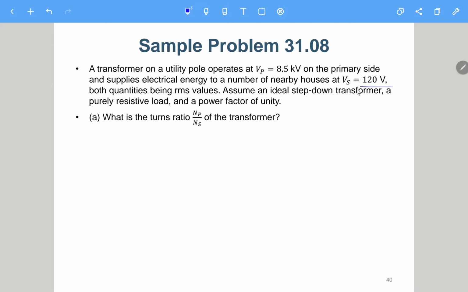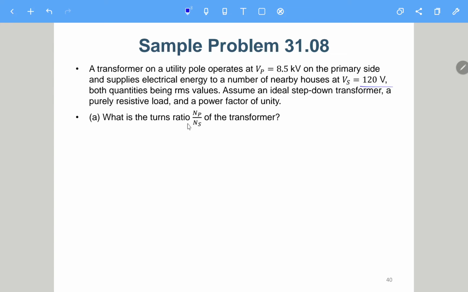Okay, so first, it says on the secondary side it supplies electrical energy to a number of nearby houses at Vs, and both quantities are RMS values. Assume an ideal step-down transformer, a purely resistive load, and a power factor of unity. What is the turn ratio Np over Ns of the transformer?